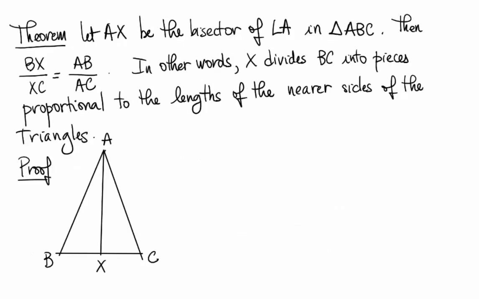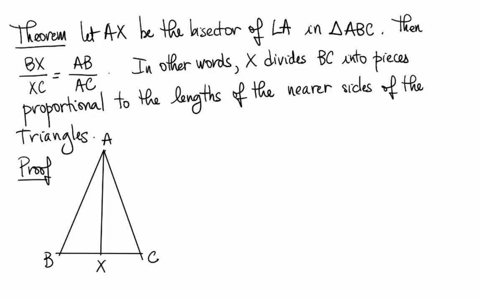Our next result states the following. Let AX be the bisector of angle A in triangle ABC. Then BX over XC is equal to AB over AC. In other words, what this means is that the point X divides the segment line BC into pieces which are proportional to the length of the nearest side of the triangle.